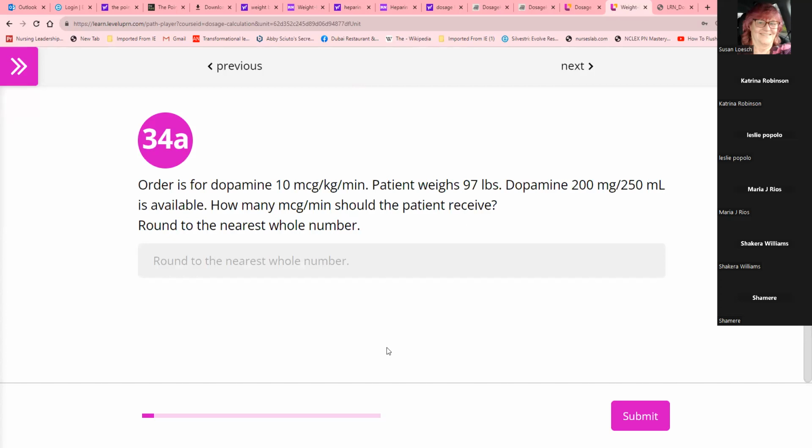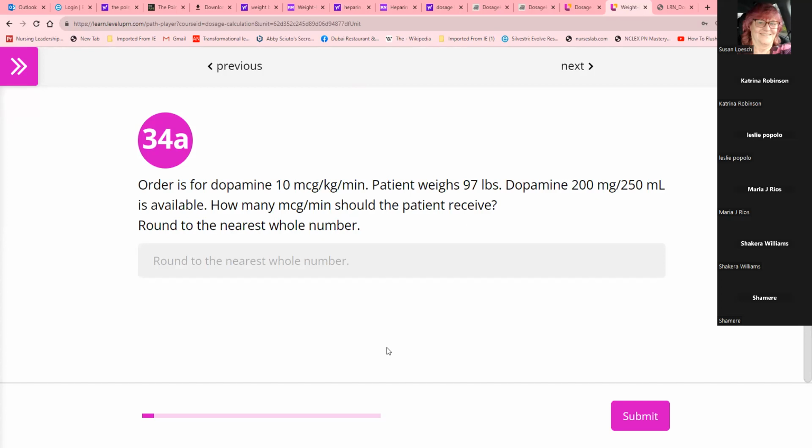Okay. Look at the problem on the screen. Can you see the screen? It says 34A. Yes. Okay. Now I want you to read what the question says here. What's it say? Order is for dopamine, 10 milligrams per kilogram.